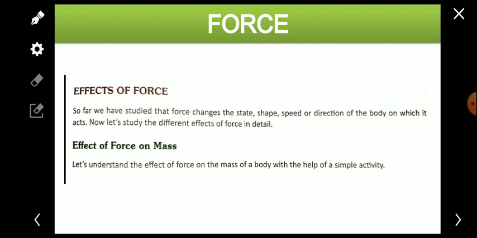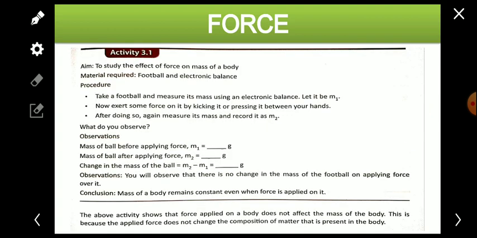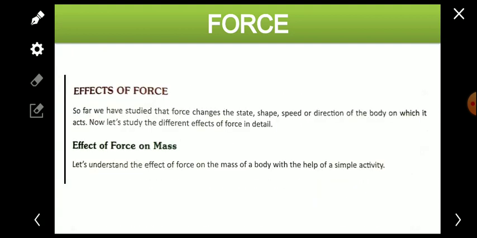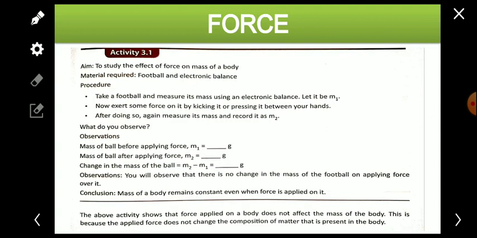Now we'll learn about the effects of force. There are many effects of force. One is the effect of force on mass, and an activity is given. You will read the activity yourself. Many activities are there in each and every chapter, so all of you do the activities because it will help you to understand anything in a better way. So try to do all the activities of all the chapters one by one. Activities are as important as theory.